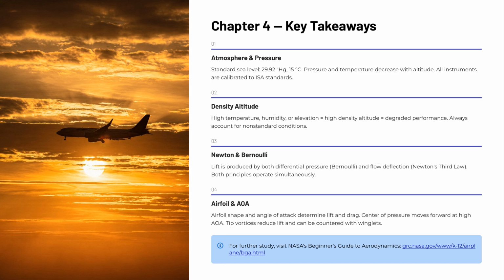Third, lift is not produced by a single force. Bernoulli's principle and Newton's third law work simultaneously. Differential pressure above and below the wing combines with downward flow deflection to generate the lift that keeps the aircraft flying. Finally, airfoil shape and angle of attack work together to control lift and drag. As angle of attack increases, the center of pressure moves forward, and tip vortices become more pronounced, reducing efficiency. Winglets are one effective design solution to minimize that loss.